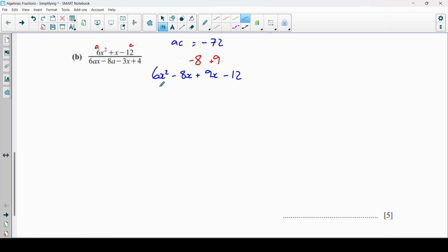Now I'm going to make 2 single brackets here. So I can take 2x out of both of these times 3x minus 4. And I can take 3 out of both of these. 3x minus 4. Okay, so now that gives me 2x plus 3.